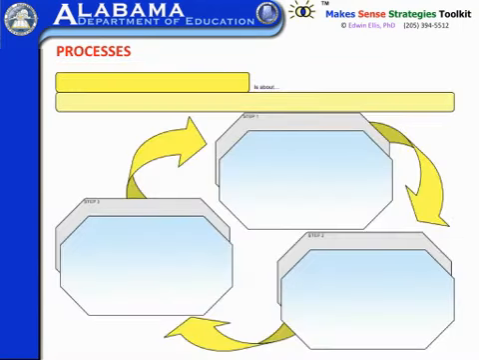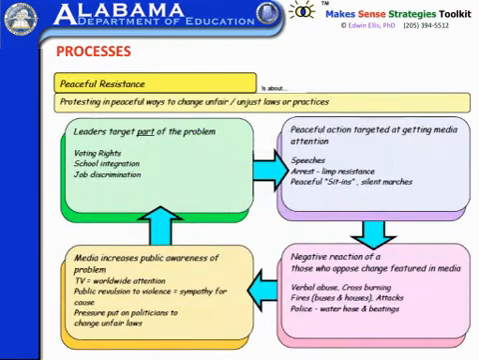Sequence also obviously involves cycles. And so these are really good for capturing the essence of what are sometimes difficult to understand processes. So for example, peace resistance, where you have leaders targeting part of a problem, not the whole problem, like voting rights or integration or job discrimination, but not all of these at once. And then they take peaceful actions targeting at getting media attention, like making speeches and getting arrested and then going limp and sit-ins and so forth.